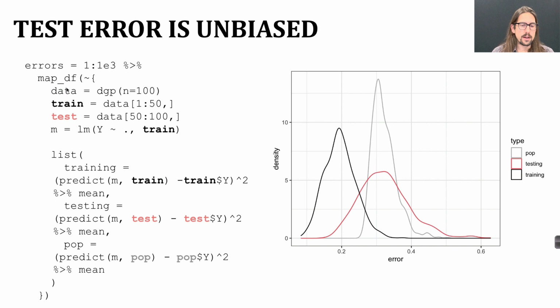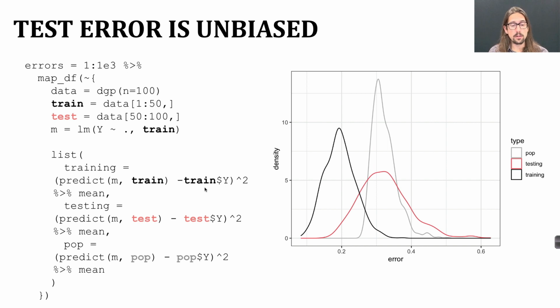So if you have your data, here I'm drawing it from a data drawing process, but if in practice you just had a data set, it's the same thing. Here I'm just taking the first 50 rows as the training data and the last 50 rows as the test data. So I just split it in half in terms of rows. Very simple. I train the model using just the training data. Okay, so notice there's no test data here. And then I can calculate my errors.